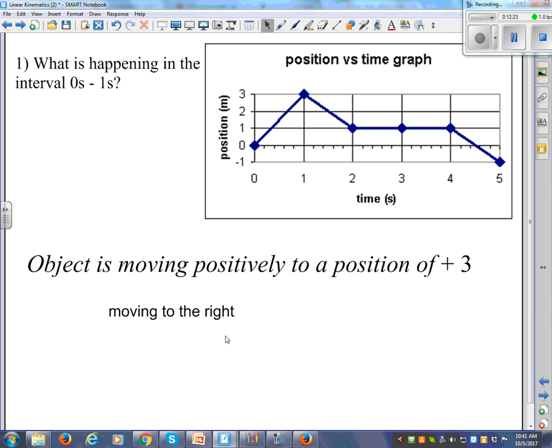Look at the picture. Is it a constant 3? Yeah, it is. How can you tell? Because it's a straight line.